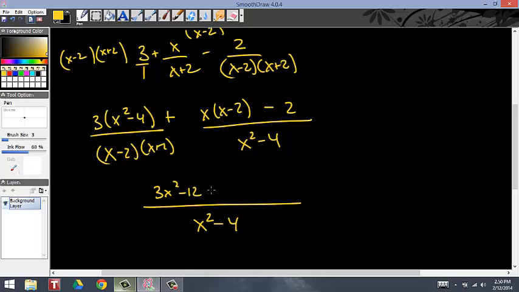Jacob, what's up, buddy? Parentheses. X plus 2. Yep. Plus x squared minus 2x minus 2. Let's combine some like terms here. 3x squared and x squared is 4x squared. Minus 2x minus 14.